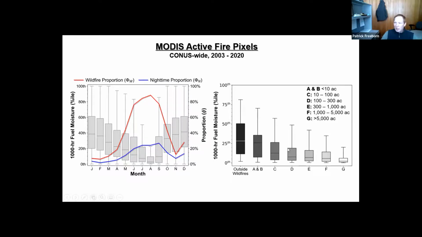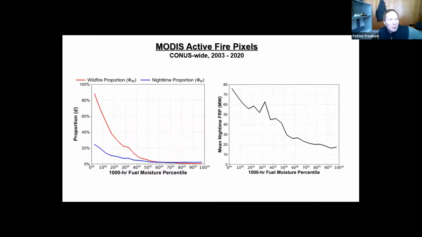And on the right, if we look at those relationships directly, MODIS detects active fire pixels outside wildfires over a fairly broad range of moderate fuel moistures. And then as we increase wildfire sizes, those fuel moisture distributions begin to narrow until out here in size class G, like we saw before, which was driving our nighttime fire activity, those active fire pixels are detected under a very narrow range of low 1,000-hour fuel moistures.